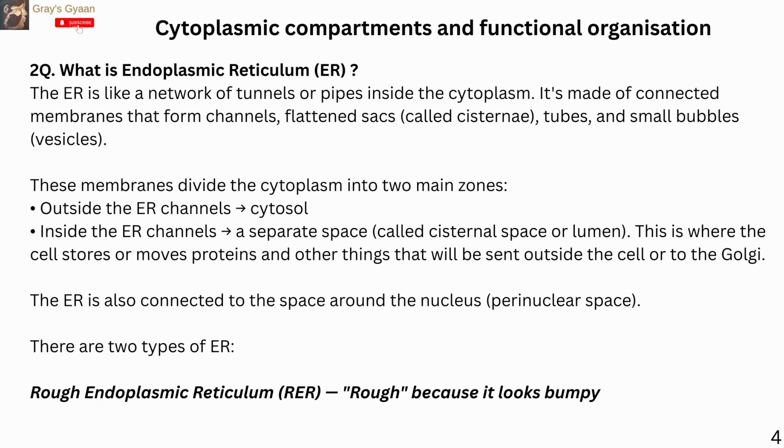These membranes divide the cytoplasm into two main zones. Outside the endoplasmic reticulum channels is cytosol. Inside the endoplasmic reticulum channels is a separate space, called cisternal space or lumen. This is where the cell stores or moves proteins and other things that will be sent outside the cell or to the Golgi. The endoplasmic reticulum is also connected to the space around the nucleus, perinuclear space.